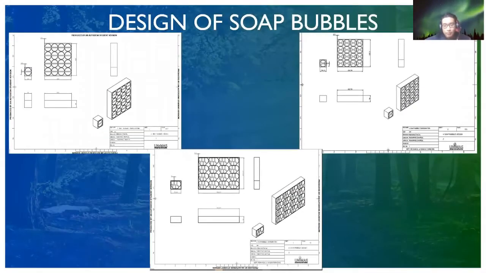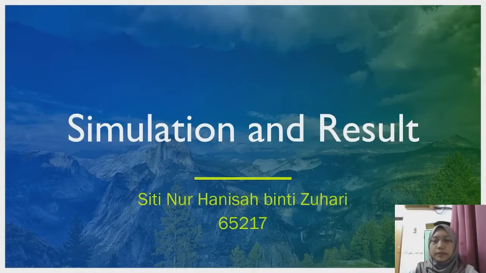Design of soap bubble. We want to choose the best one from these three designs. The three designs of soap bubble are two configurations of soap bubble, four configurations of soap bubble, and six configurations of soap bubble.